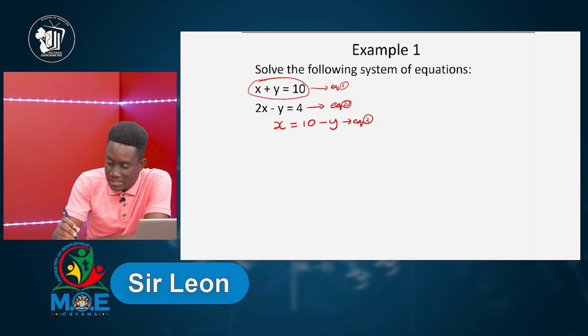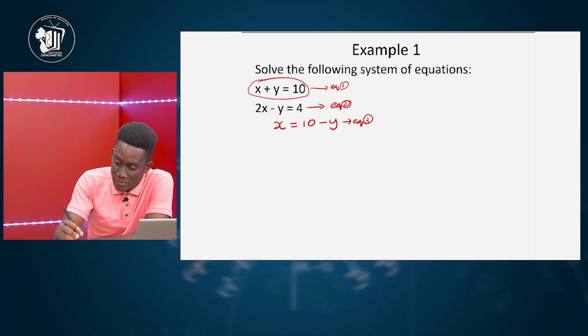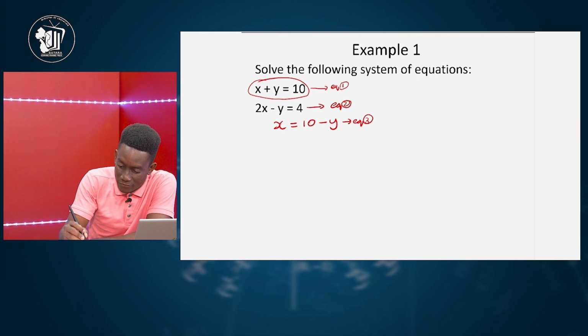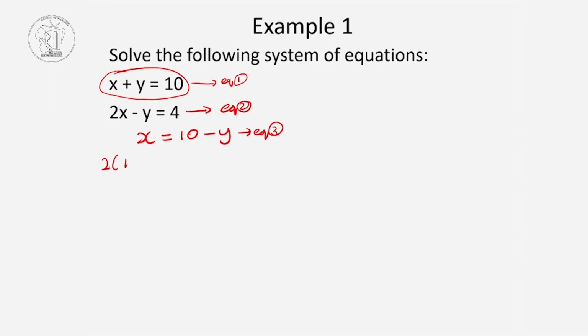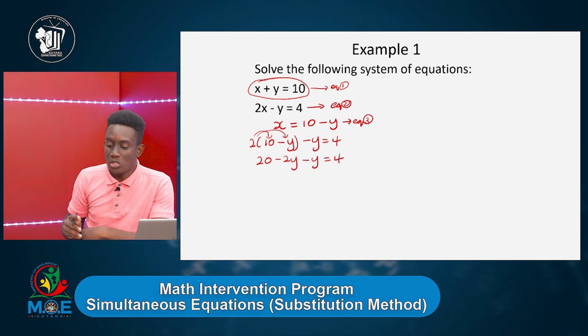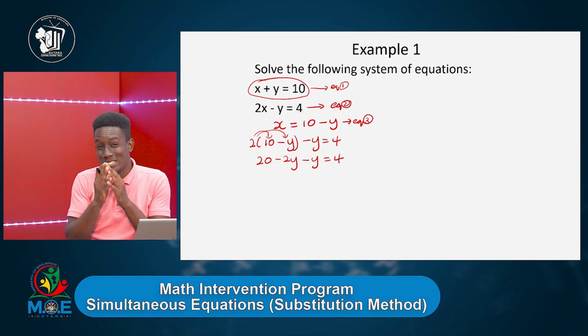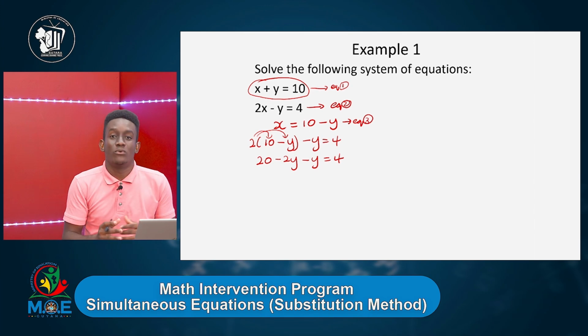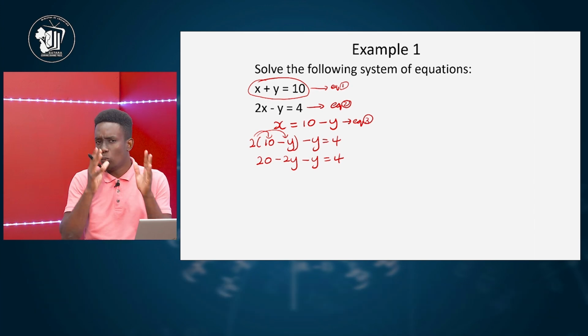So what we do now, we take equation 3 and we put it into the other one that we did not use as yet. So we're replacing x. Instead of 2 times x, we'll have 2 multiplied by 10 minus y is equal to 4. So we distribute the 2. We'll have 2 times 10 is 20, and 2 times negative y would be negative 2y, minus y is equal to 4. Now we see we just have y alone by itself. Y is the only variable there, and that was the aim of doing the substitution, so that you're left with one variable.